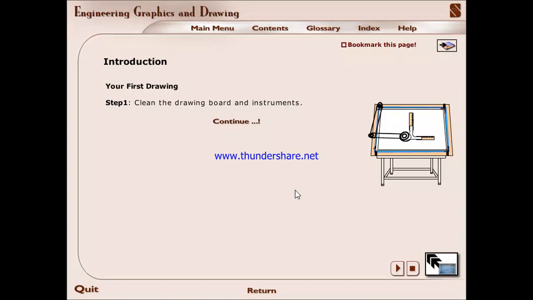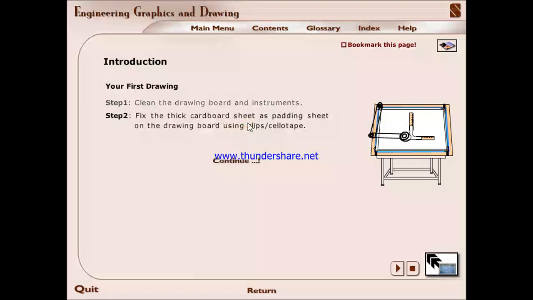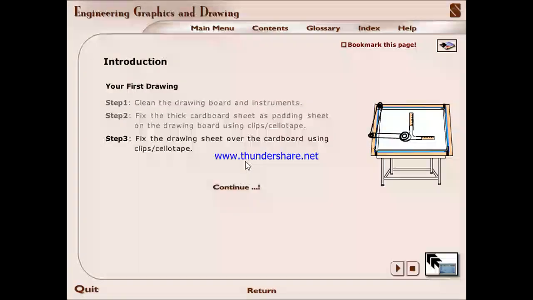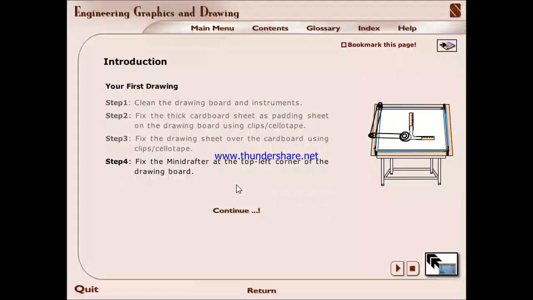First step, clean the drawing board and instruments. Step 2, fix the thick cardboard sheet as padding sheet on the drawing board using clips and sellotape. Step 3, fix the drawing sheet over the cardboard using clips or sellotape. Step 4, fix the mini drafter at the top left corner of the drawing board. Step 5, draw the border line using HB pencil.